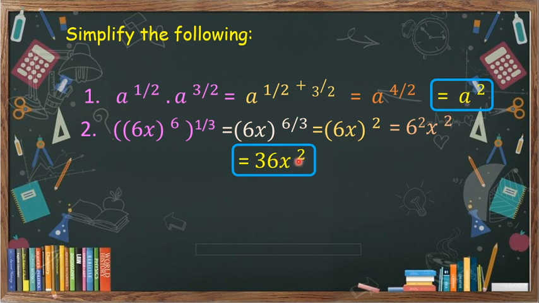6 squared is equivalent to 36, then copy x squared. Therefore, this is our final answer. Remember, 6 squared doesn't mean 6 times 2. 6 squared means 6 times 6. That is equivalent to 36.